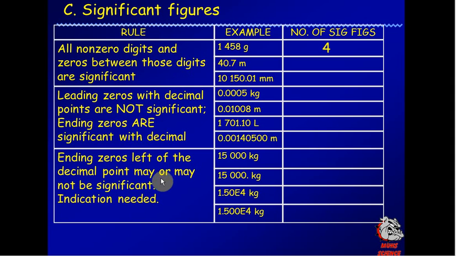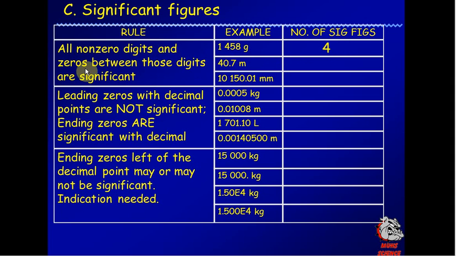And the rules are stating here that you're looking at the zeros basically. So our first rule here is all non-zero digits are by definition significant. So that's the first part of this rule. So 1,458, by definition, all four digits are significant, so the number of significant figures is 4.